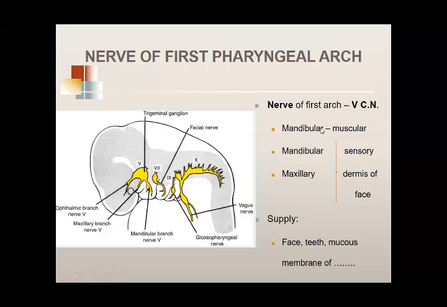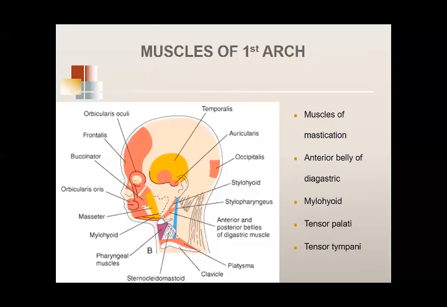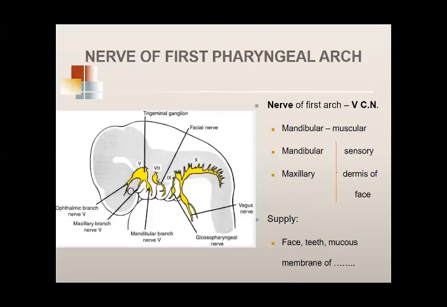Now it supplies all the muscles of the first arch. Let's go back. If you remember, your muscles of mastication are supplied by the mandibular nerve. Okay? Masseter, temporalis, lateral and medial pterygoid. All these are supplied by the mandibular division of the trigeminal nerve. The anterior belly of the digastric, we'll do that later on.